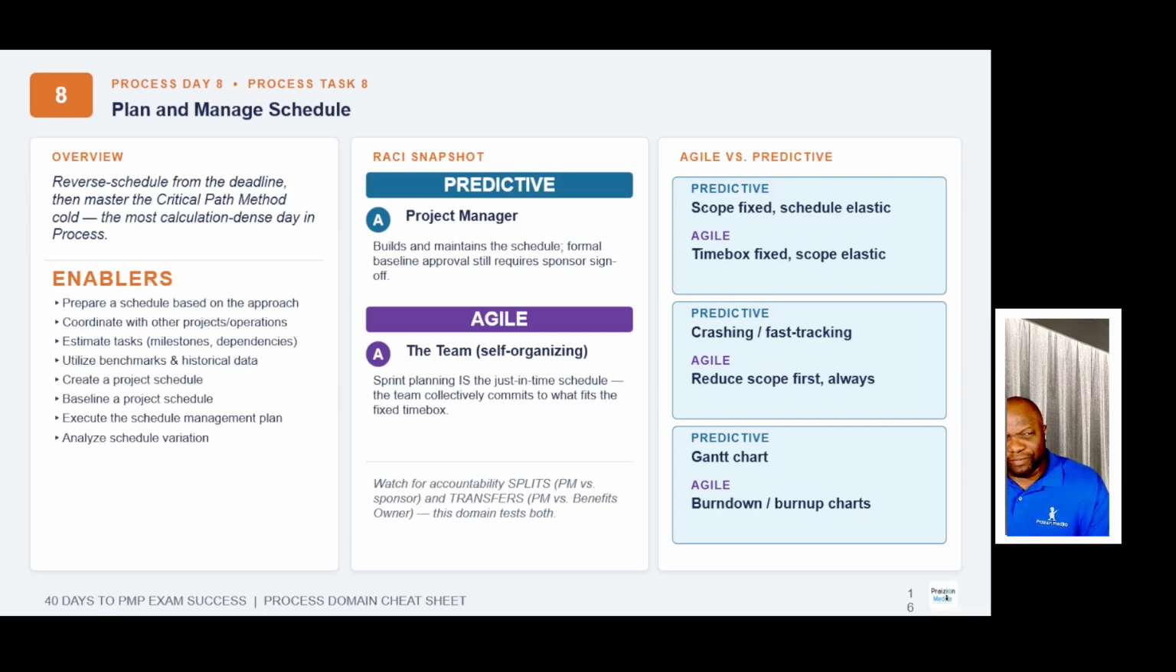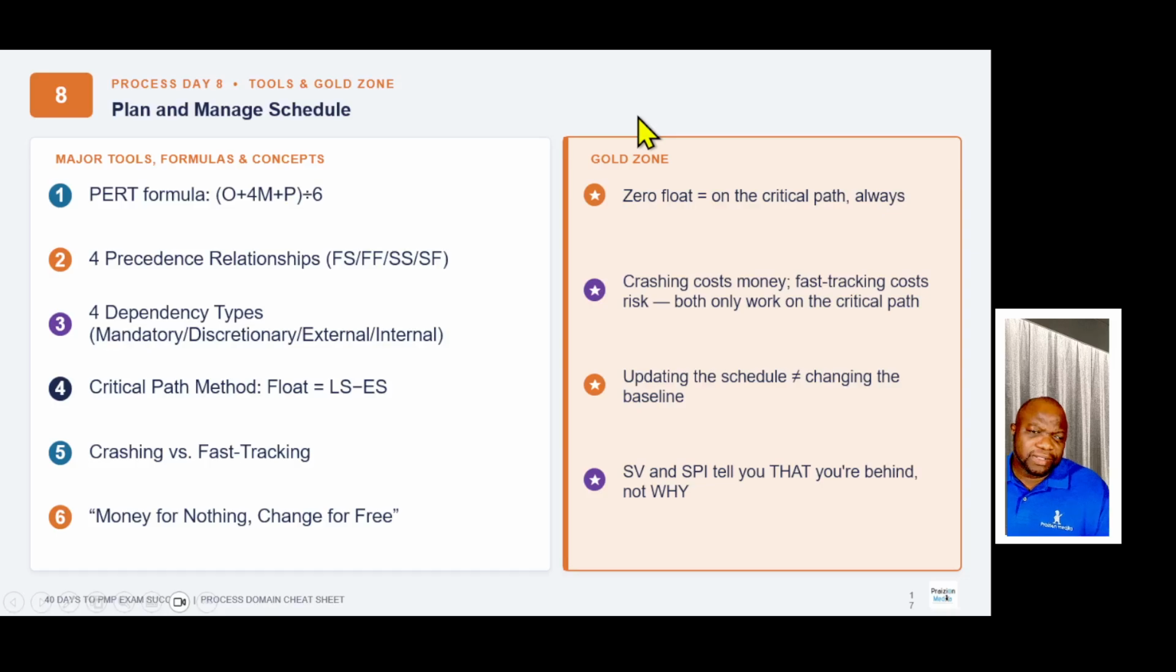Understanding that in Agile we have a fixed time box, but in the world of predictive we have an elastic time box. What is fixed in the world of predictive is scope. What is fixed in the world of Agile is the time box and the team. So understand that. Understand that crashing costs money, fast tracking costs risk. Both only work on the critical path. If you're just working randomly on stuff, trying to crash activities that are not on the critical path, it's a waste of time.